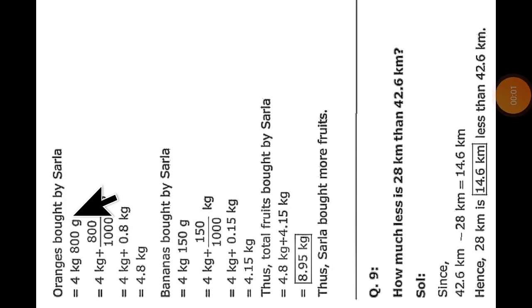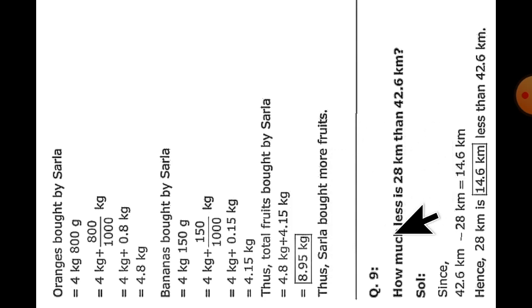Oranges bought by Sarla equal to 4 kg 800 gram. Again this 800 gram you will convert into kg equal to 4 kg plus 800 upon 1000 kg equal to 4 kg plus 0.8 kg equal to 4.8 kg. And bananas bought by Sarla equal to 4 kg 150 gram equal to 4 kg plus 150 upon 1000 kg equal to 4 kg plus 0.15 kg equal to 4.15 kg. Thus total fruits bought by Sarla, we will add these two, equal to 4.8 kg plus 4.15 kg equal to 8.95 kg. Thus Sarla bought more fruits.